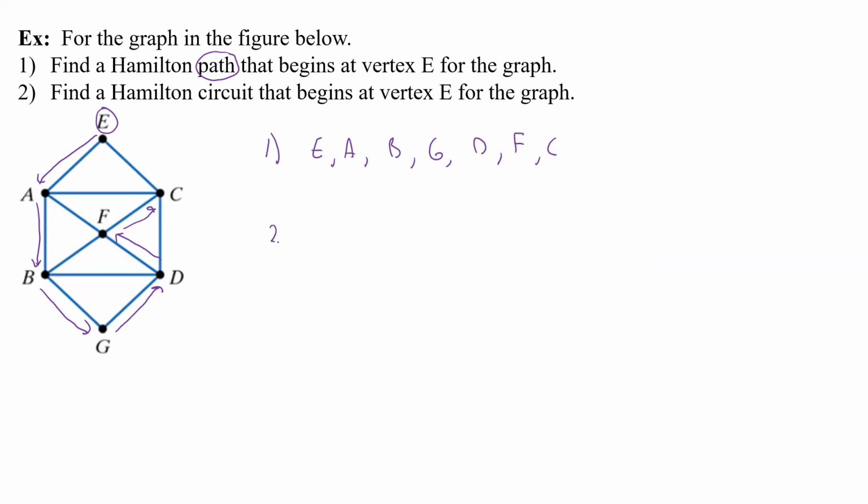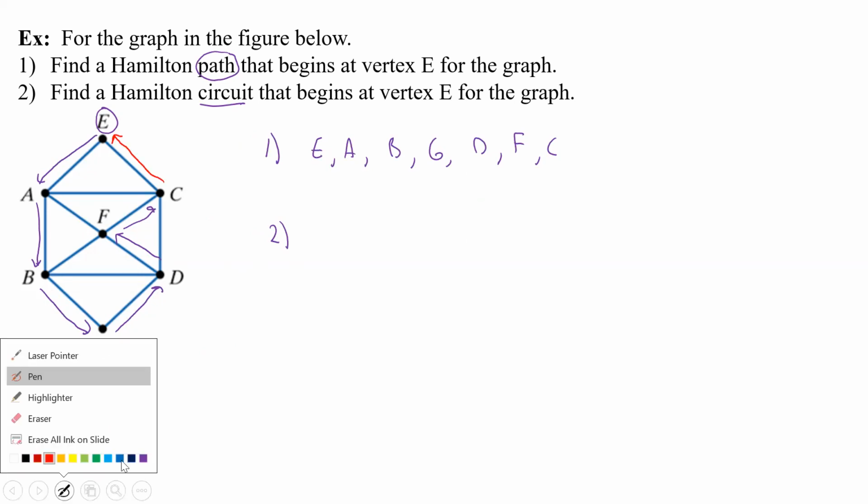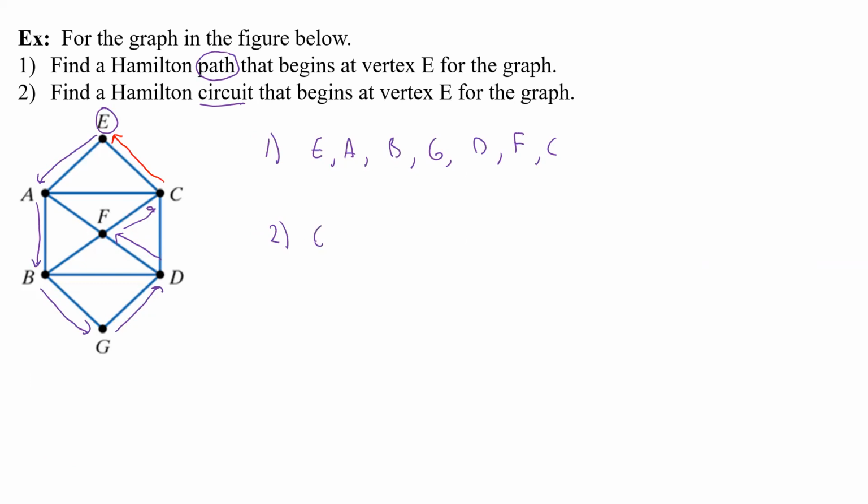Okay, now what's going to be different to make it a circuit? Well, we have to get back to E. So the key here is we're going to go one more step and get back to where we started. When we do that, we have E to A to B to G to D to F and to C. And now we go that one last step and we have E. And now we've completed the circuit. Okay, so that's how we have to do that. All right, now let's pause there and we'll come back for more.